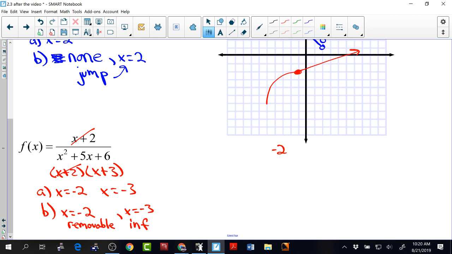What value would you assign to an infinite discontinuity? There isn't one. But what value could I assign to a removable? I could assign -2 to that y value, and now it's gone.